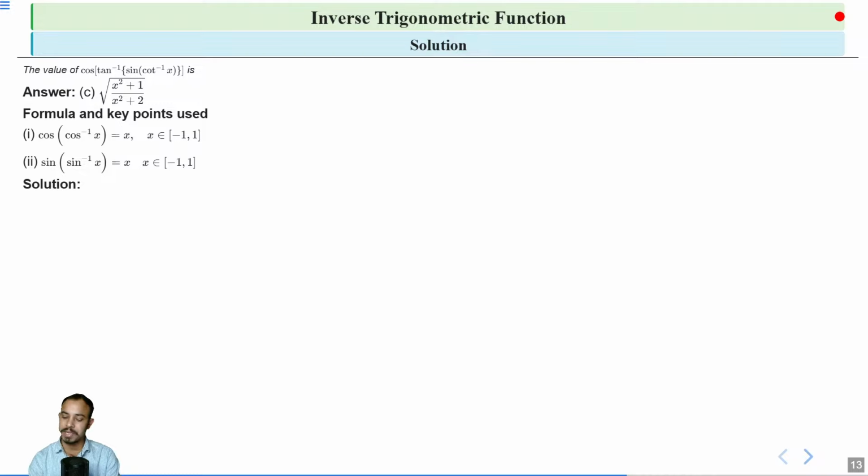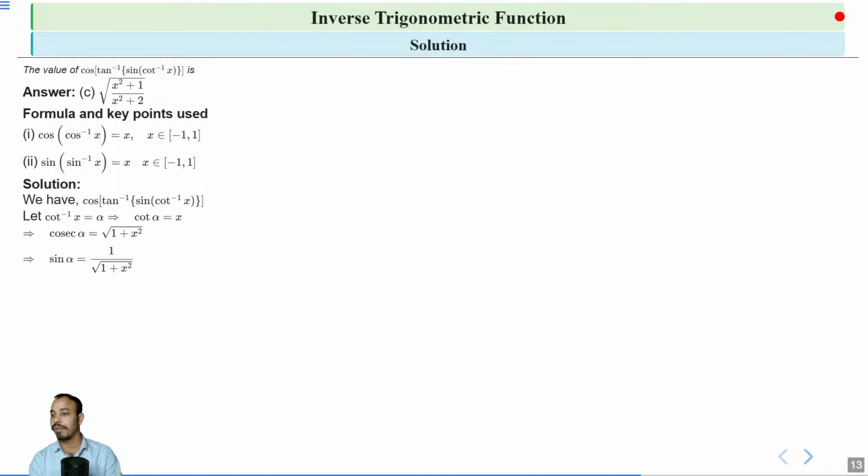Now let's solve this question step by step. So here we have cos of tan inverse of sine of cot inverse x. First we let cot inverse of x equal to alpha, and it implies cot alpha equal to x. Now you know the formula cosec square alpha minus cot square alpha equal to 1. From there you can write cosec alpha equal to square root of 1 plus cot square alpha, and cot alpha you have x, so cosec alpha is equal to square root of 1 plus x square.